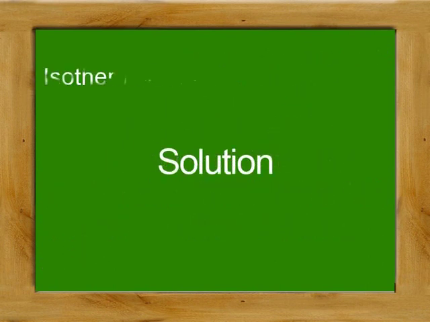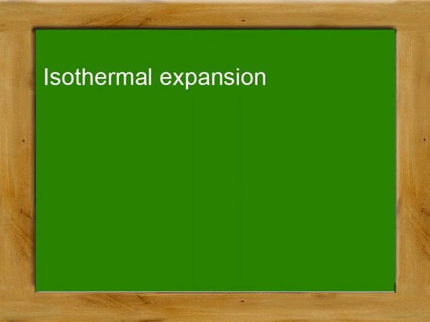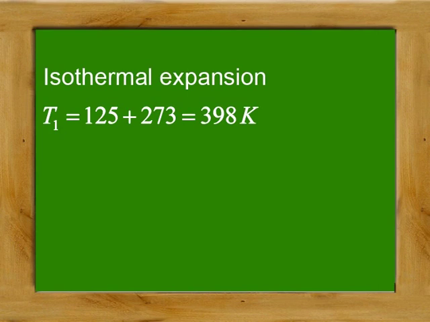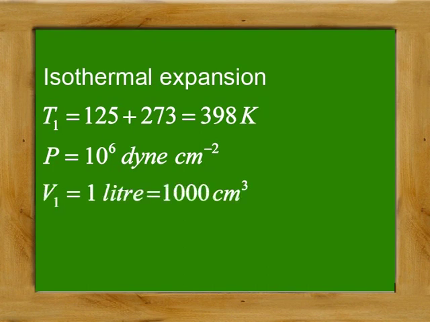Solution. For isothermal expansion, T1 is equal to 125 plus 273 equal to 398 Kelvin. P is equal to 10 raised to the power 6 dyne per square centimeter. V1 is equal to 1 liter equal to 1000 cubic centimeter. V2 is equal to 2 into V1 is equal to 2000 cubic centimeter.